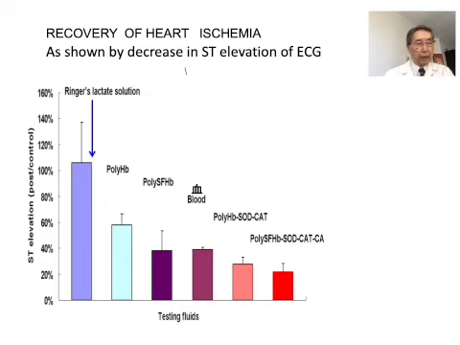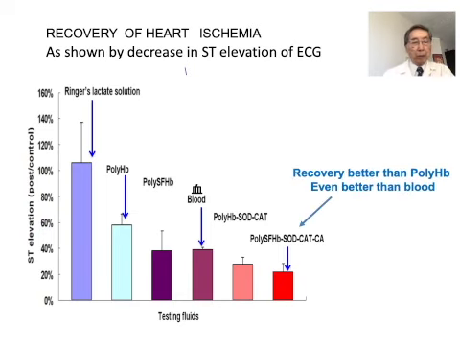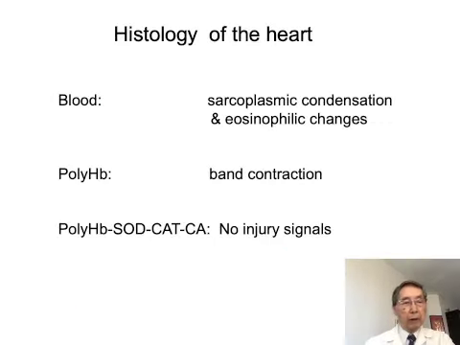Control saline, no recovery. Polyhemoglobin, 60% recovery. Blood, 40% recovery. This new nanobiotherapeutic recovered to 30% of normal. Thus, recovery better than polyhemoglobin, even better than blood. If you look at histology of the heart, the blood caused some damage, polyhemoglobin caused more damage, and the new nanobiotherapeutic has no tissue injury signal.